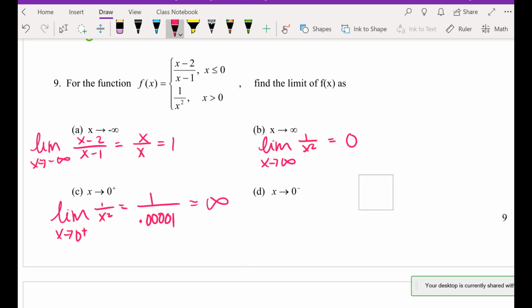D. Limit as x approaches 0 from the left. Which piece? The first one. It's x minus 2 divided by x minus 1. All right. Can I substitute? Yeah. Sure. Final answer. 2. See?